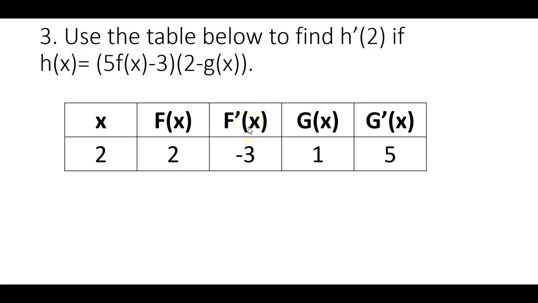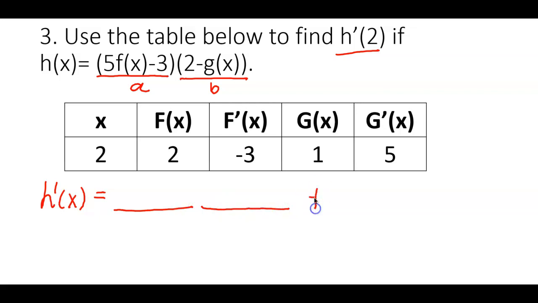Number 3, use the table below to find h prime of 2 if h of x is equal to that mess. And just so you guys know, a lot of the problems on today's College Board review assignment are going to be product rules because that's just what I chose to focus on for this week. So here we go. This is like my A, and this is like my B. So if I want to find h prime of 2, the first thing I need to do is find h prime of x. And it is a product rule. So we have A prime times B plus A times B prime.